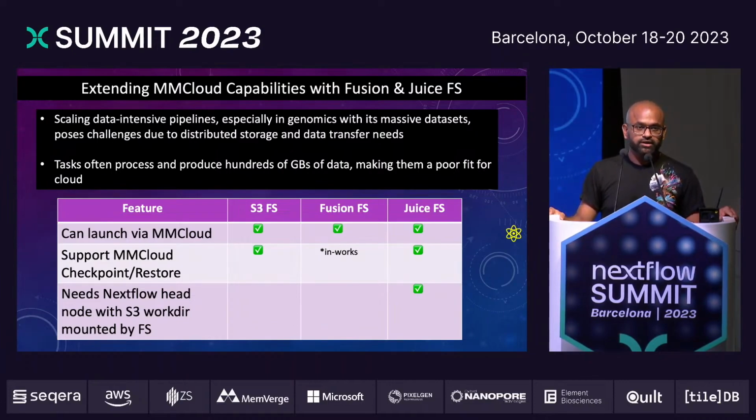Currently, the checkpointing and restore feature of MMCloud works only with S3FS and JuiceFS. We are currently trying to get it to work with Fusion. Hopefully, once we have that working, we can integrate directly into Platform Sequera. From the perspective of all these 3 different file systems, Fusion file system is the most efficient and also the one that requires the least amount of setup when compared to the other 2 file systems.